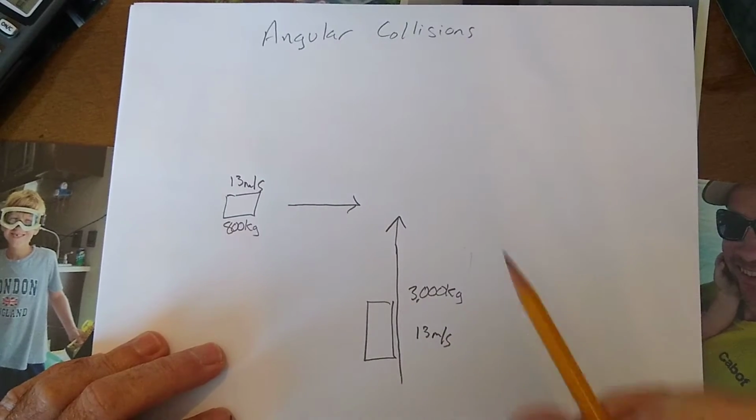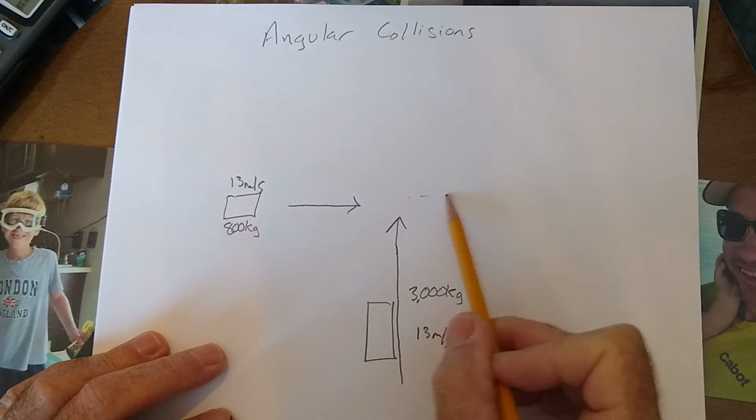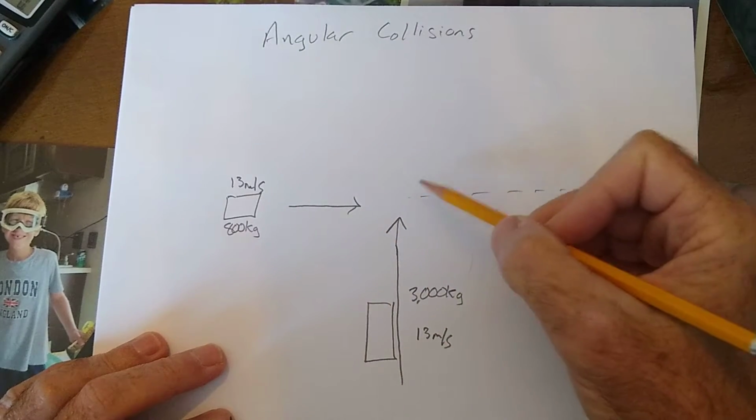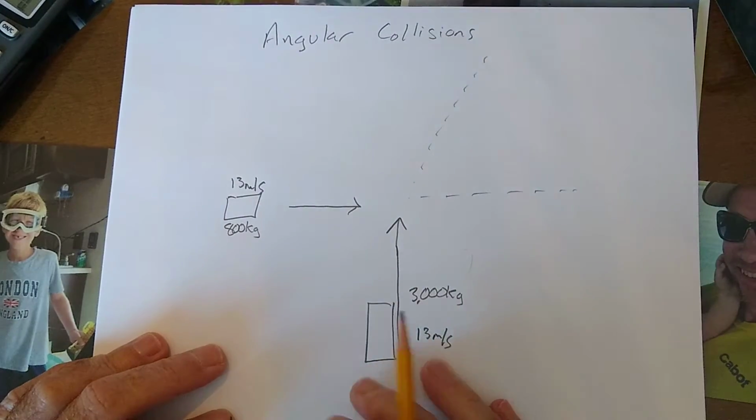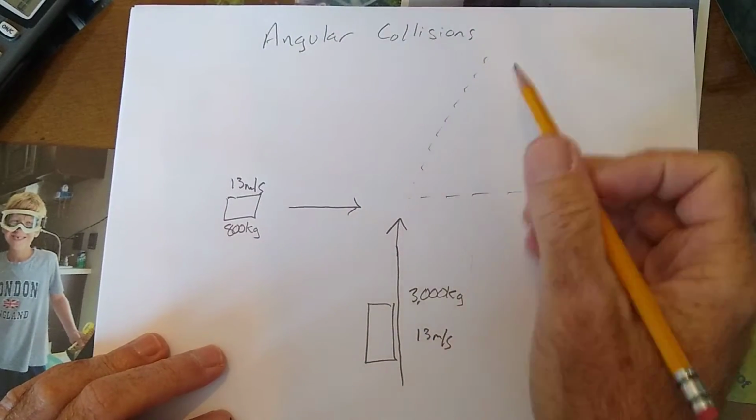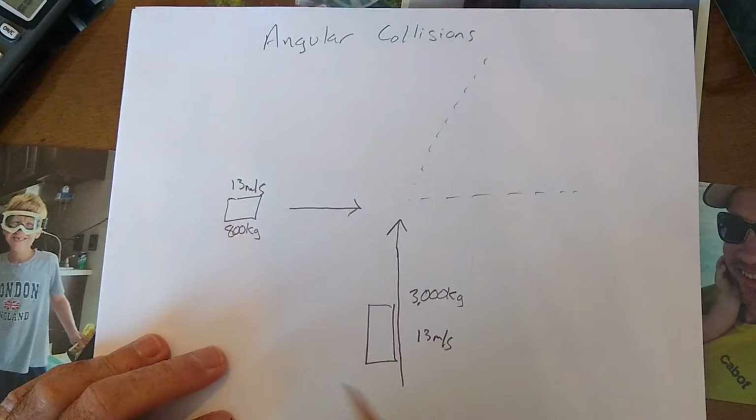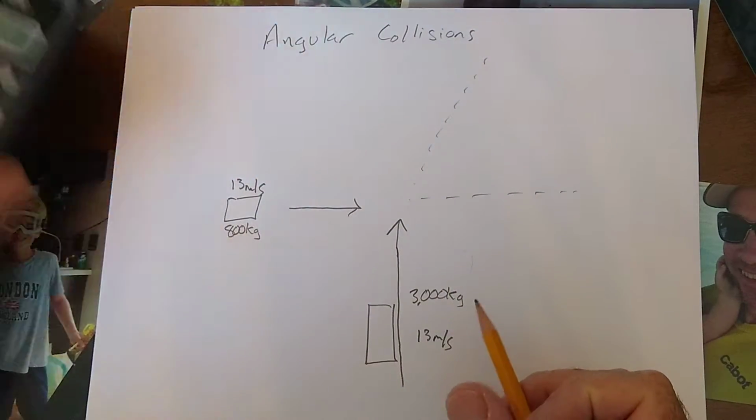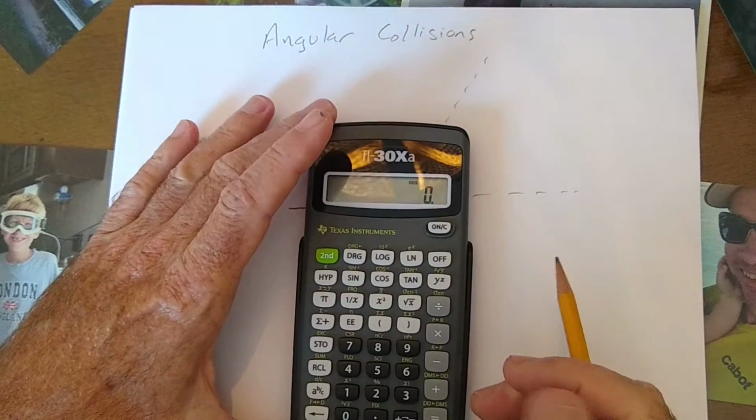My first question is, which direction do you think they're going to go? Are they going to go more that way? Or are they going to go more that way? That's right. They're going to go more up than sideways because this guy clearly has more momentum than this truck. Let's calculate that momentum.